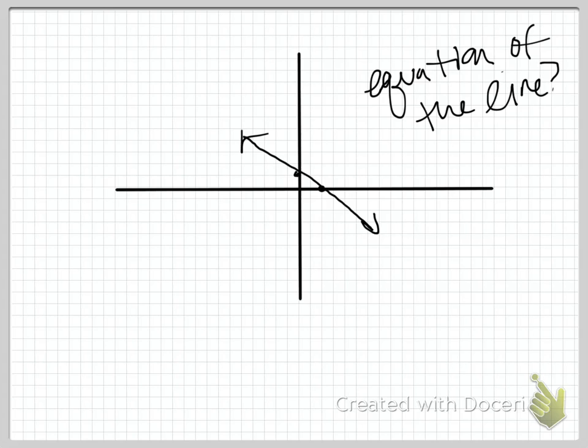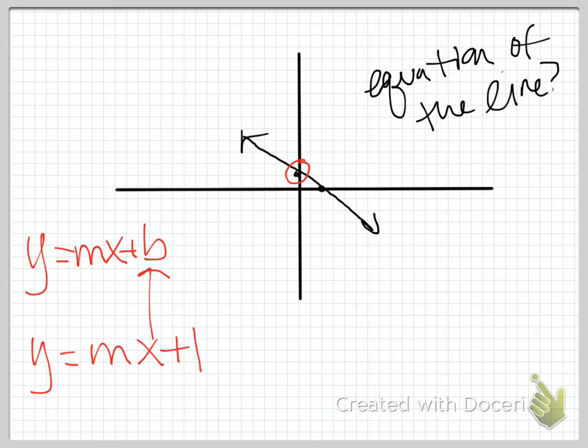Equation of this line. So if I'm writing my equation in y equals mx plus b, the one thing I notice is I can find my y-intercept because it crosses my y-axis at 1. So I can replace that with 1. Okay, now the next thing I need is a slope.